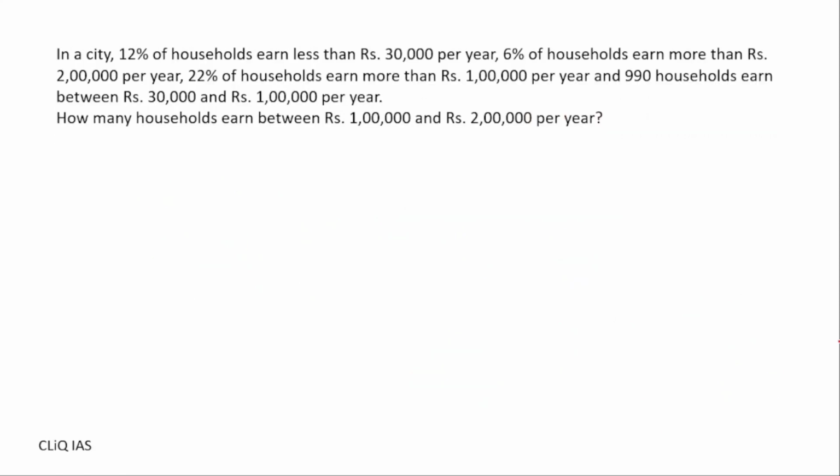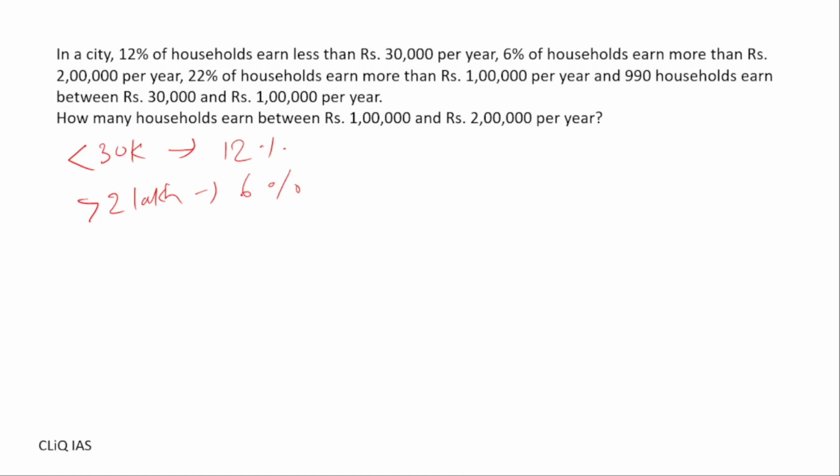In a city, 12% of households earn less than 30k. Okay, so less than 30k is the earning for 12% of our population. 6% of households earn more than 2 lakh. More than 2 lakh is 6%. Then 22% of households earn more than 1 lakh per year.